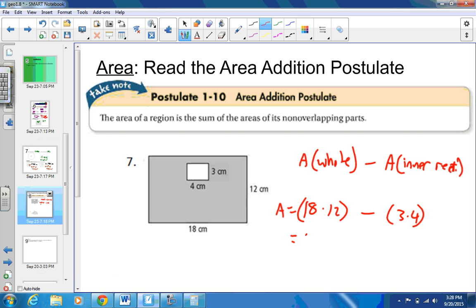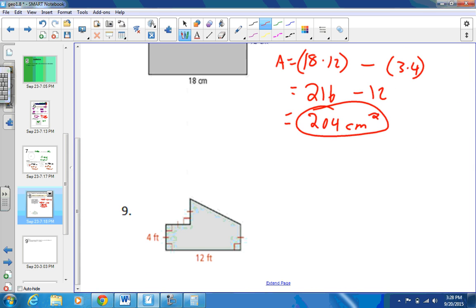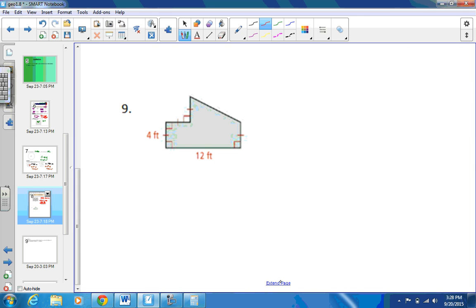So that'd be 216 minus 12, which would be 204 centimeters squared. So that is the area of this shaded region. All right, I think you have number 8 you can try on your own. I'm going to skip to number 9.